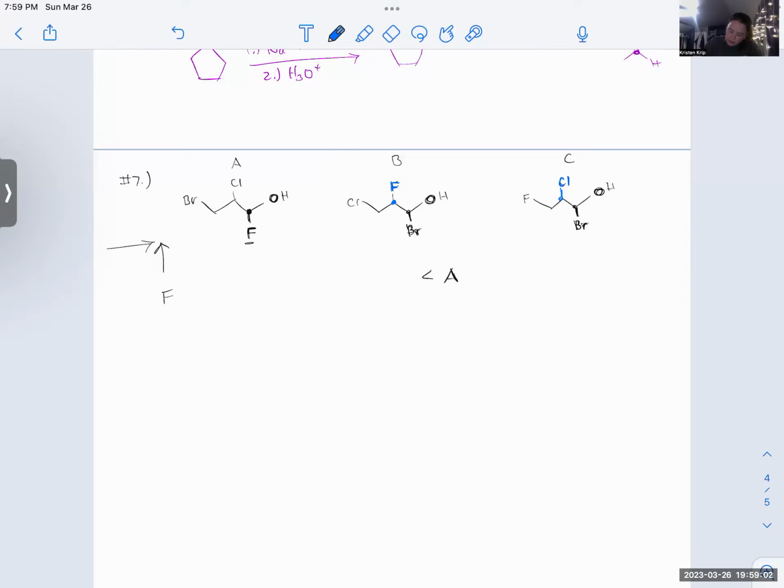So fluorine is definitely more electronegative than chlorine is. Oh, I was almost going to write F. So B is going to be our second strongest, and then C is our last. So this is increasing acidity.